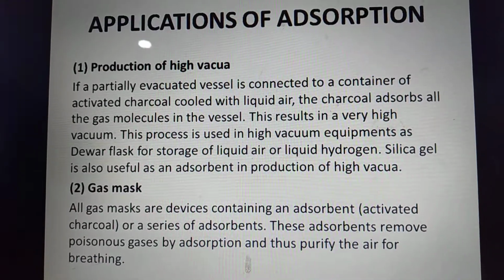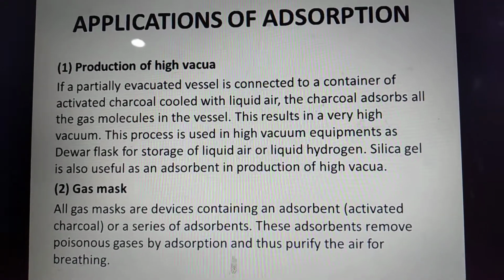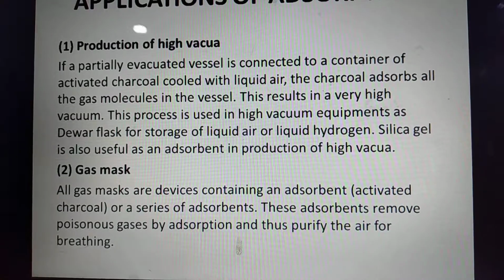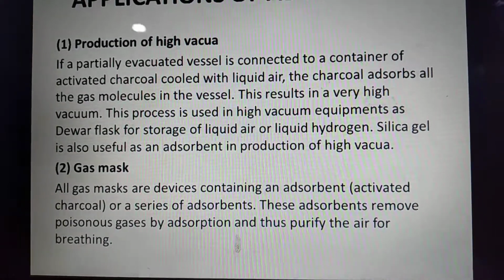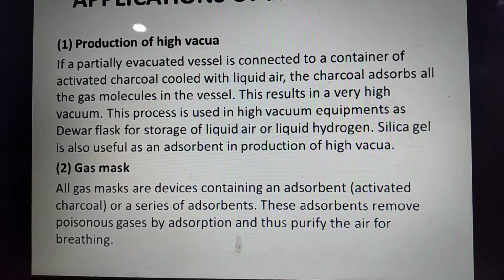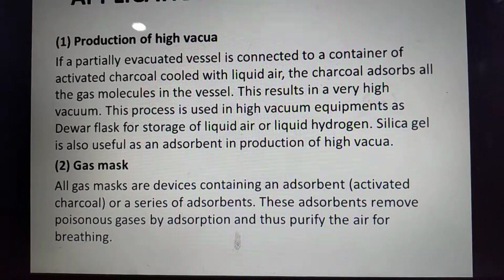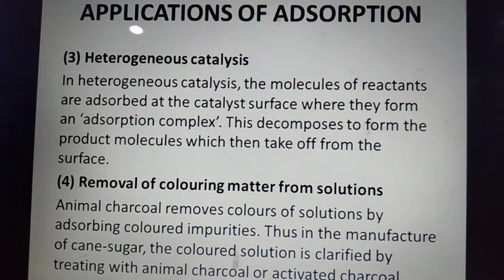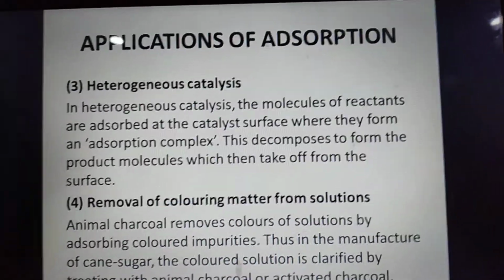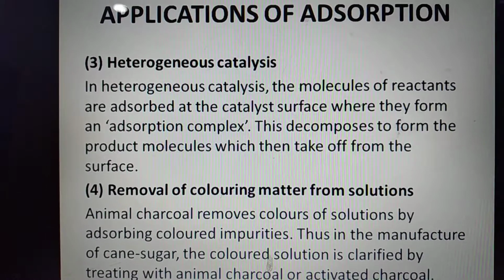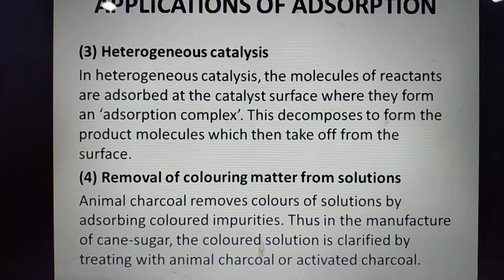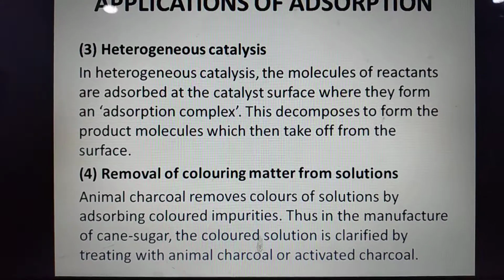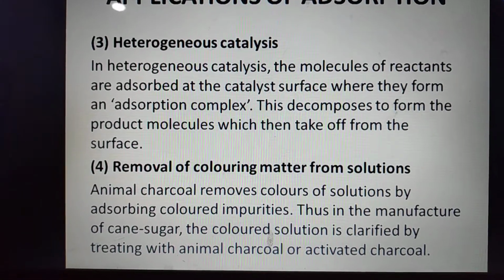Silica gel is also a useful adsorbent in the production of high vacuum. Next, gas masks: gas mask devices contain an adsorbent such as activated charcoal, a wonderful adsorbent. These adsorbents remove poisonous gases by adsorption and thus purify the air for breathing. Heterogeneous catalysis is also an application of adsorption. In heterogeneous catalysis, the molecules of the reactants are adsorbed at the catalyst surface, where they form the adsorption complex, which decomposes to form the product molecules that are taken off from the surface.